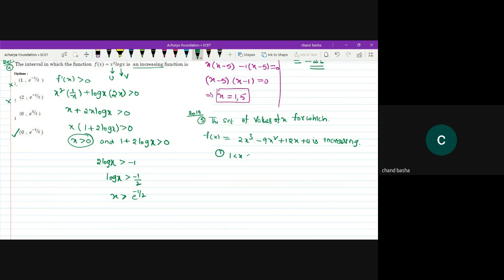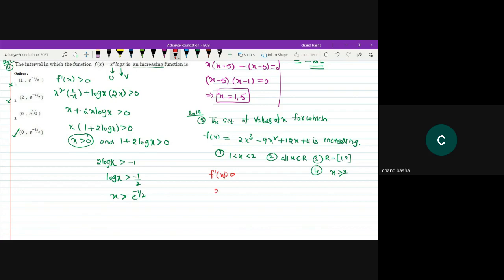Option 1: 1 less than x less than 2. For all values of x, R minus 1 comma 2. Option 4 is x greater than or equal to 2. So first, f dash of x is greater than 0 for an increasing function. For increasing, f dash of x greater than 0.